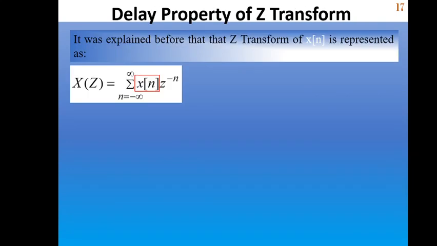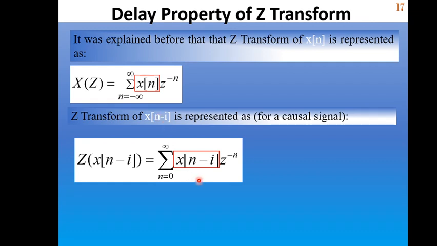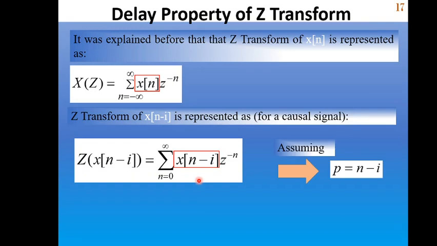Now let us investigate the delay property of a linear system. As explained before, the G transform of a discrete time signal x can be expressed by this equation. Similarly, the G transform of a time delayed signal x of n minus I can be expressed by this equation. Now let us assume P equal to n minus I.